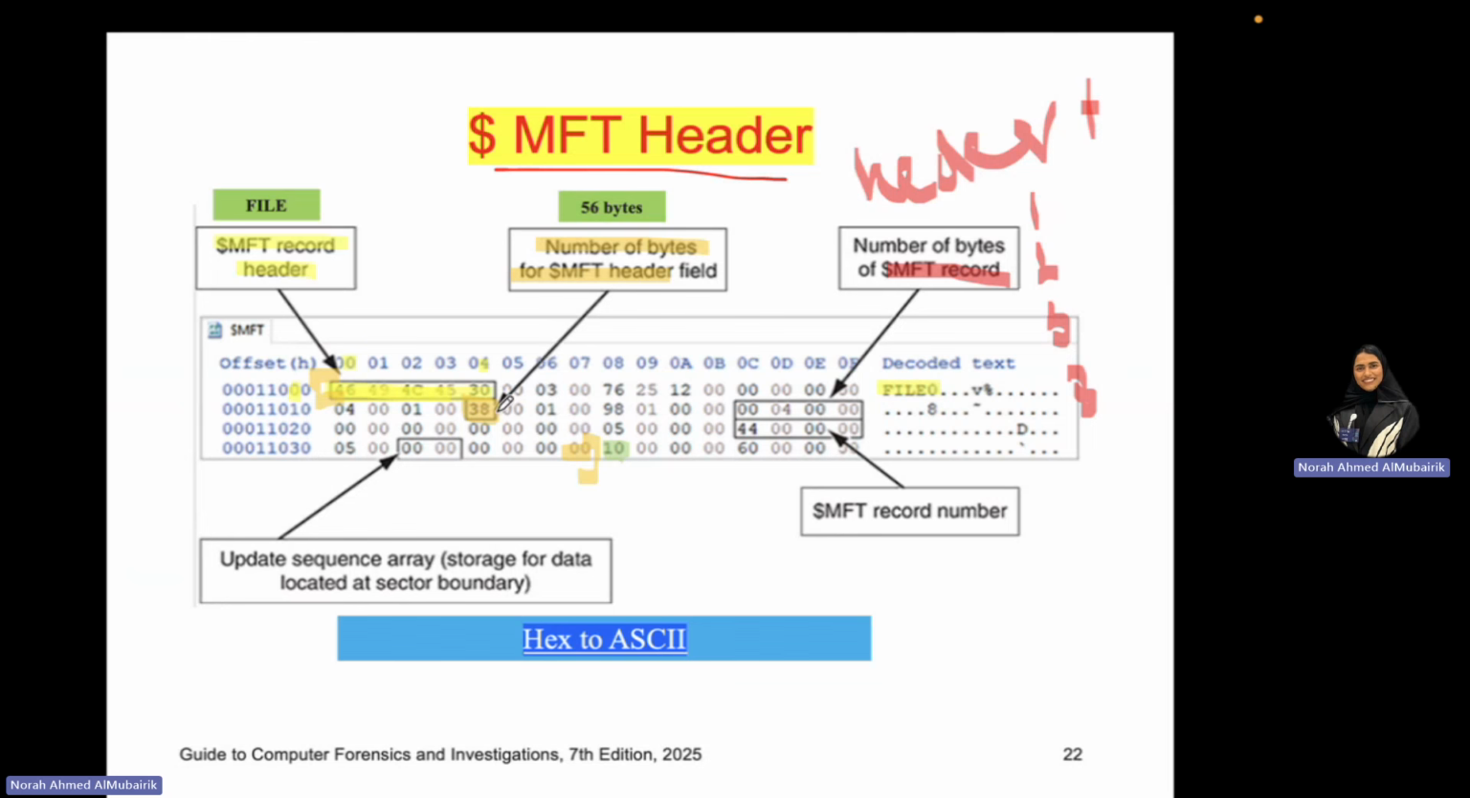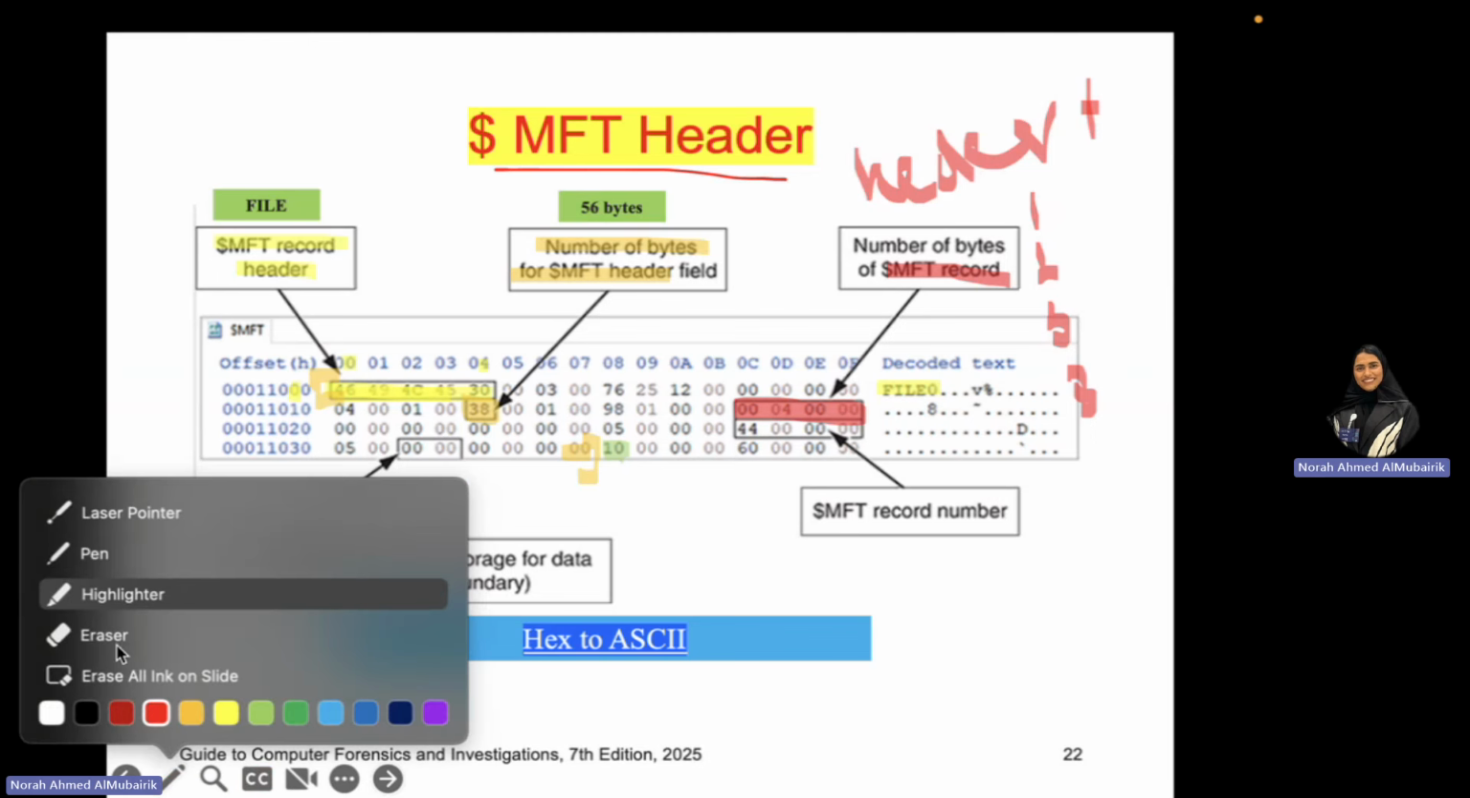So after this, I have to count about 7 bytes: 1, 2, 3, 4, 5, 6, 7. Then I will take 4 bytes. These 4 bytes are the size of the whole MFT record, and this is larger than the header for sure. This is the header, but this is the header as well as the other attributes. So how can I calculate this? This is big endian. I have to change this big endian into little endian.